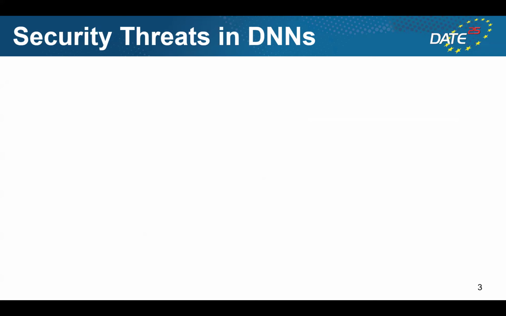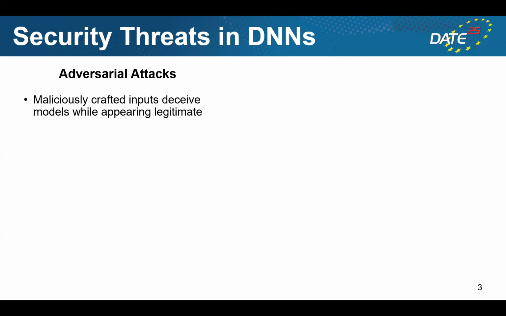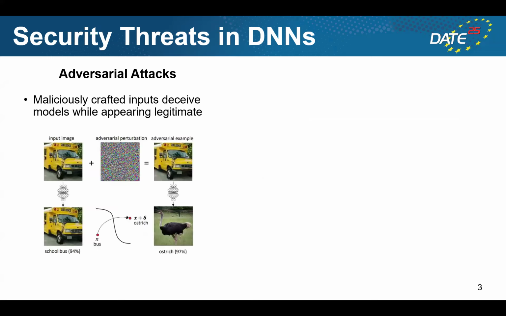So, in terms of security threats in deep neural networks, one of the most common attack types are adversarial attacks. These refer to having maliciously crafted inputs that aim to deceive models while appearing legitimate. In this example, we have here a school bus image after the attacker introduces some adversarial perturbation. While to us this still looks like a school bus image, the model in this case misclassified it into an ostrich. Another famous type of attacks are Trojan attacks.